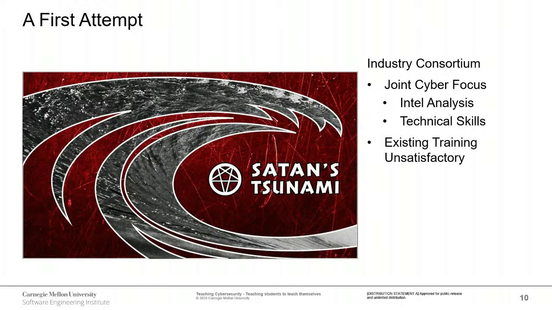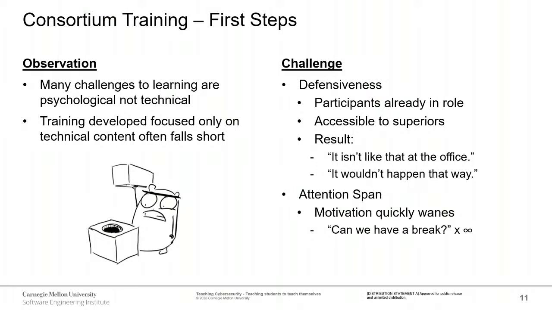So the first thing we did is observe the previous iteration of the training for this consortium. And while the technical content was excellent, two problems stood out: defensiveness and lack of engagement. You see, this training audience was already in the role that they were being trained for, and the results of this training were available to their supervisors. So when we tried to give feedback, no matter how carefully worded, they didn't hear, "Hey, there might be a better way to do that." What they heard was, "You're bad at your job and we're going to tell your boss." So of course, rather than internalize their mistakes and learn to improve, they pushed back.